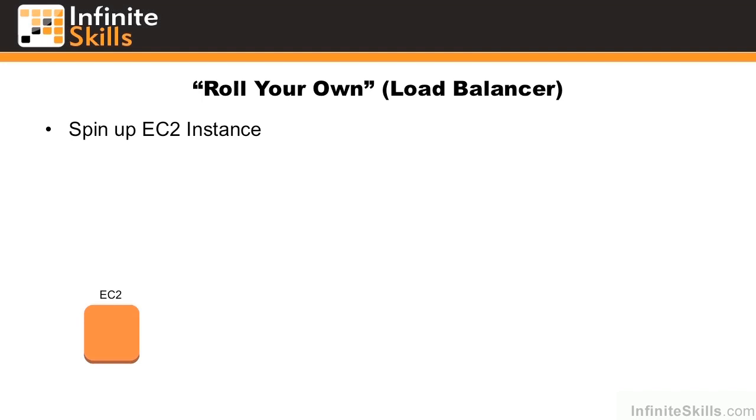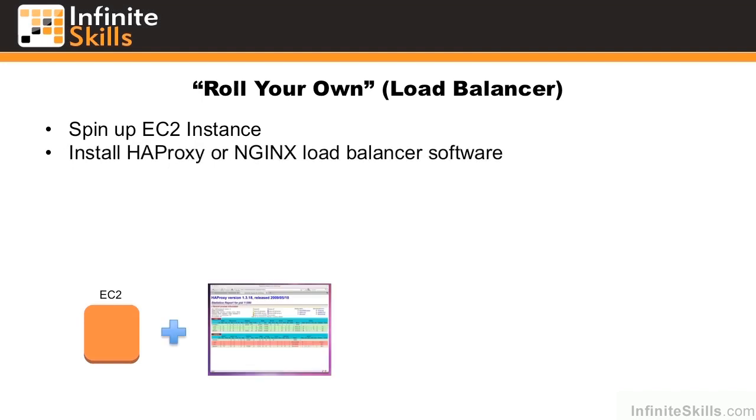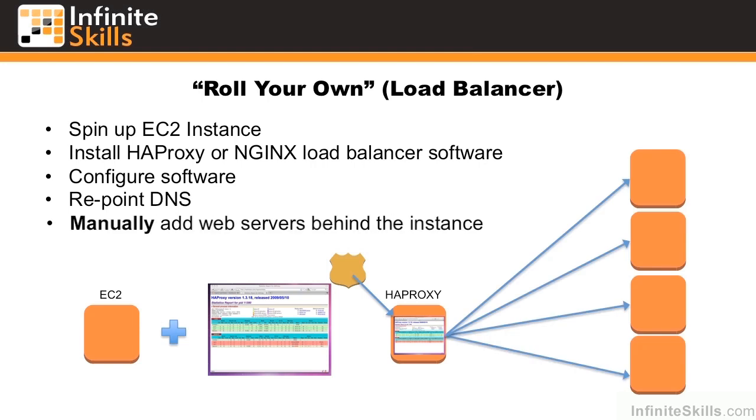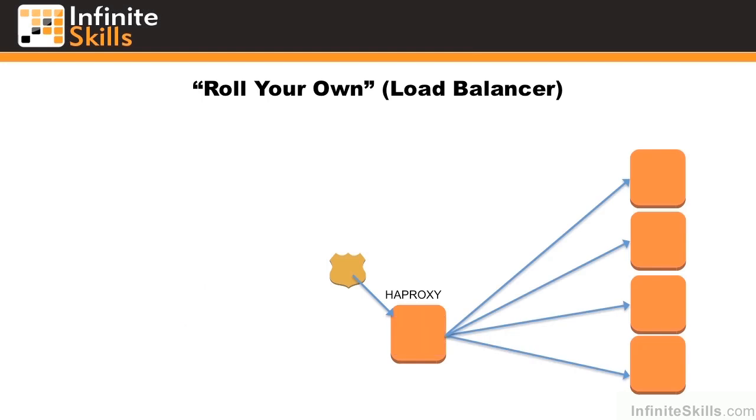First of all, let's look at a roll your own load balancer and the steps involved. The first thing you do is obviously spin up an EC2 instance. Next thing is choose some sort of software to provide the load balancing function. HA Proxy or Nginx are common popular options. Next, you configure the software to run inside of the EC2, and you repoint your DNS to that server. Then you have to manually add web servers behind the instance.